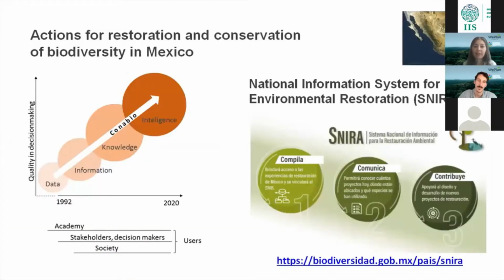The main objective of CONABIO, a commission of the federal government, is to promote, coordinate, and support activities aimed at increasing awareness of biodiversity and its conservation and sustainable use for the benefit of society. And with exactly the same spirit, we are developing a national information system for environmental restoration to sum efforts to halt the biodiversity crisis, in line with national and international goals.